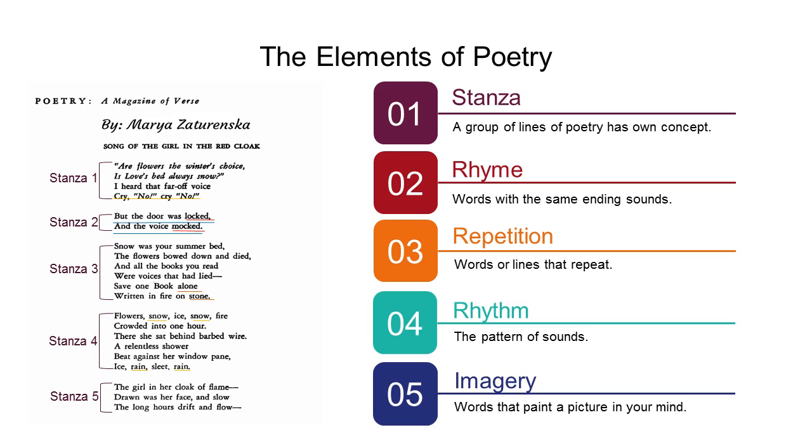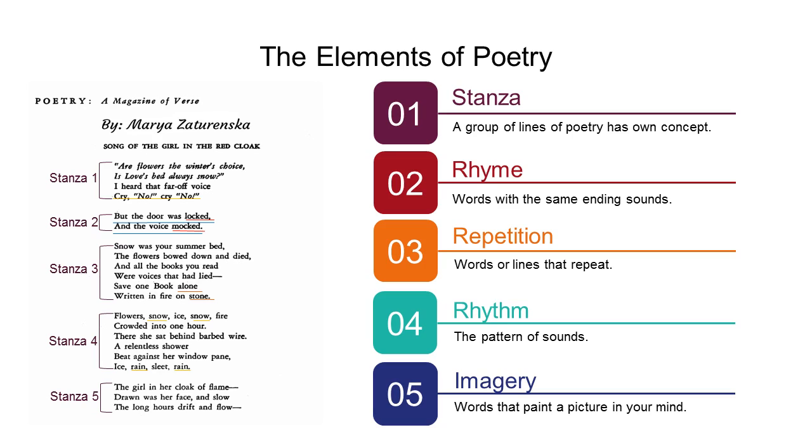Now we can see in this example of poetry, there are 5 stanzas. This is stanza number 1, stanza number 2, stanza number 3, stanza number 4, and the last is stanza number 5. So this poetry has 5 stanzas.